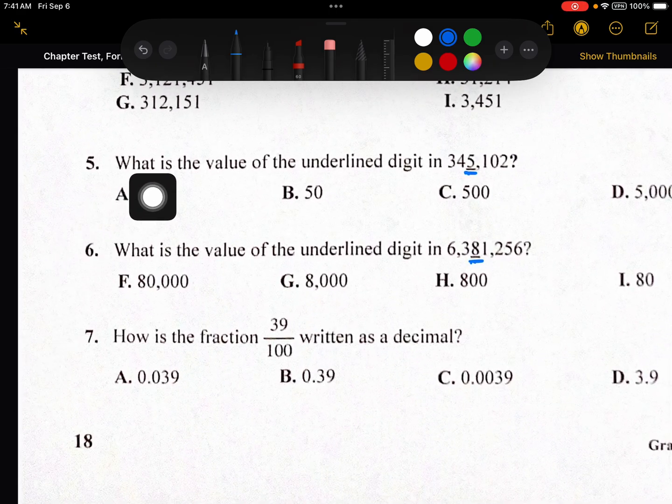Number 5. What is the value of the underlined digit in this number? So you're going to look at that 5 and tell me, is it worth one of these answers? Number 6, what is the value of the underlined digit in this big number? Again, if all of these numbers were 0, how much is that 8 worth? Here are your options. And number 7, how is the fraction 39/100ths written as a decimal? Here's your options. Pay special attention to where that decimal is.